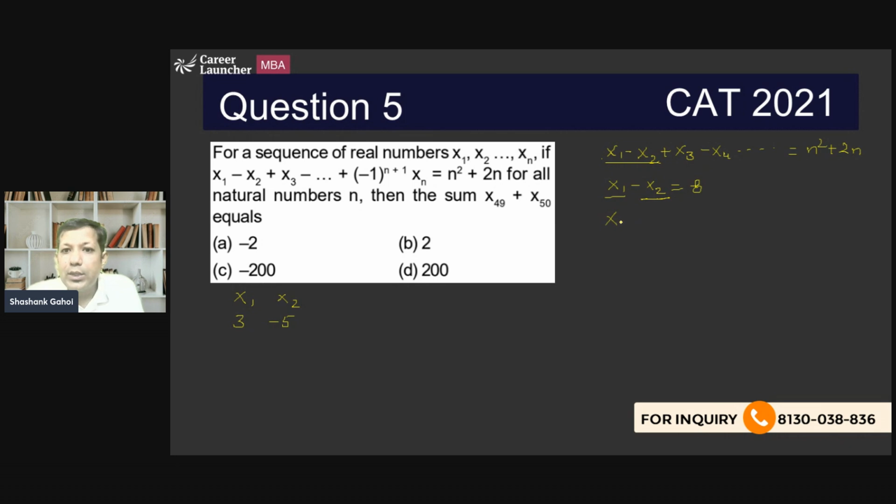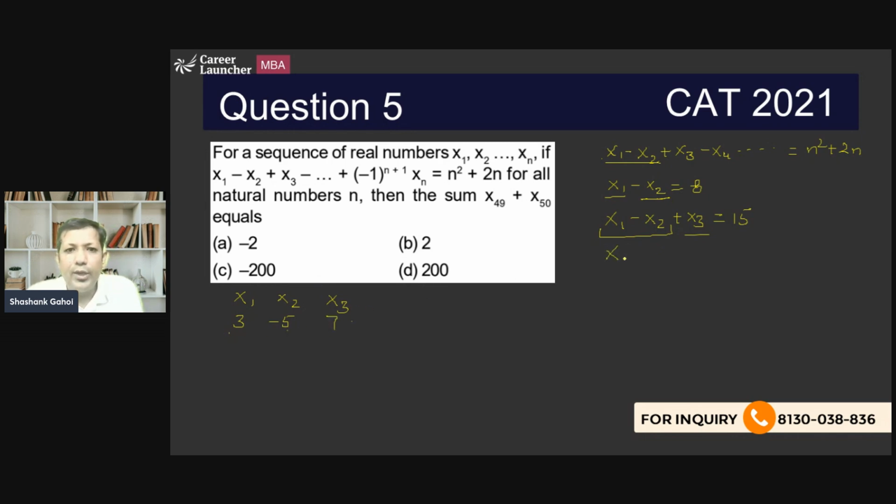Now I'm going to put n equal to 3. Then what happens? x1 minus x2 plus x3. That is going to be 3 square is 9 plus 6, 15. What is this value? This value is equal to 8. So x3 comes out to be 7. This is 3, this is minus 5, this is 7. Just the signs are alternating.